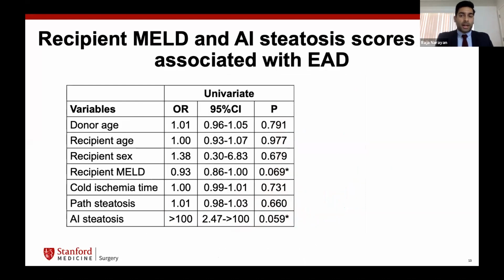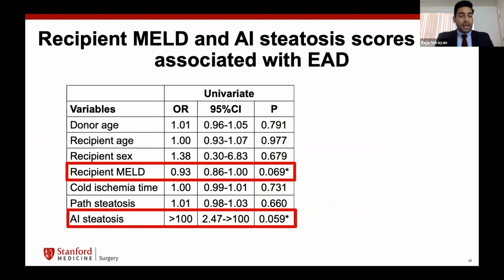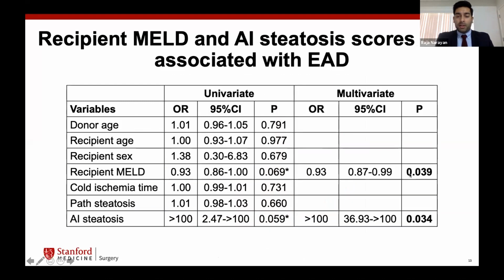We then performed a Cox regression analysis looking for variables associated with the outcome of early allograft dysfunction. And on univariate analysis, recipient MELD and AI steatosis score, but not pathology steatosis scores, were candidates for inclusion in the multivariate model, which found recipient MELD oddly protective against this outcome, whereas AI steatosis score was associated with an increased risk of this outcome.